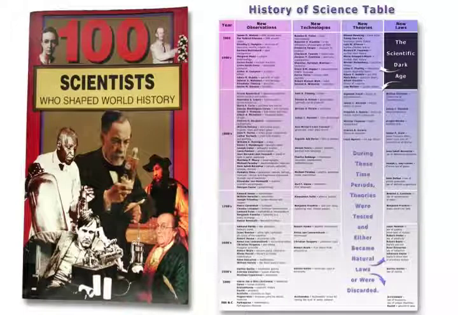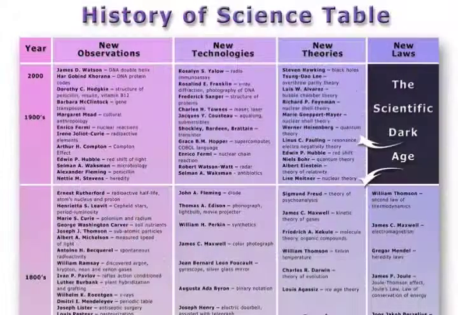Then, using this book, 100 Scientists Who Shaped World History, we identify and categorize all the way back from 500 BC up through the centuries, 1700s, 1800s, 1900s, to 2000 here. And so through the centuries, we identified all these 100 scientists, and we categorized them in 4 different categories. And let me go to the next slide, because you can then read it. There's new observations, new technologies that they invented, new theories that they came up with, and new laws that they discovered.